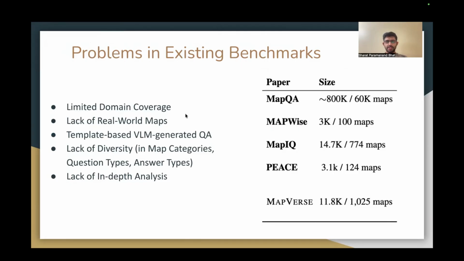The problem with existing benchmarks is that they have limited domain coverage. For example, most of the previous papers focused on choropleth maps. They lack real-world maps, as most of them are generated synthetically. The question answers are also generated synthetically using templates by leveraging VLMs. As a result, you don't find human-generated question answers. There is a lack of diversity in map categories, question types, as well as answer types. As a result, there is also a lack of in-depth analysis.